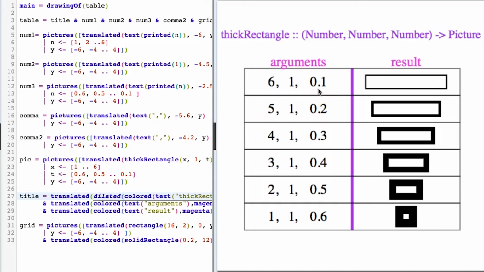In this first one, we have a width of 6, a height of 1, and the thickness of 0.1, and you always have to hold the decimals ones place with a 0. The second one, I left them all the same height, but it's 5 units wide, and the thickness is 0.2, so you can see that the picture is a little bit thicker. And so on, I just changed the thickness 0.1 all the way to the end where you have the square, 1 unit wide, 1 unit tall, and 0.6 thickness.